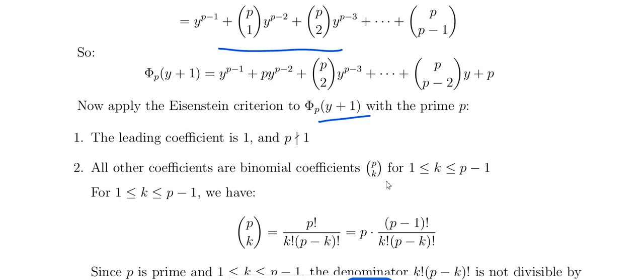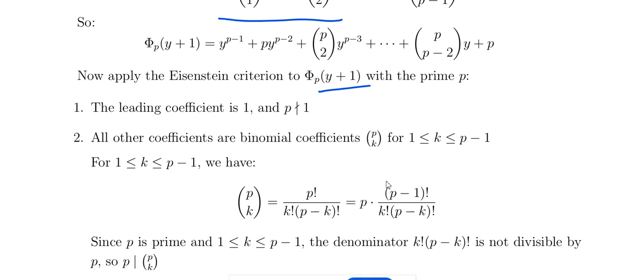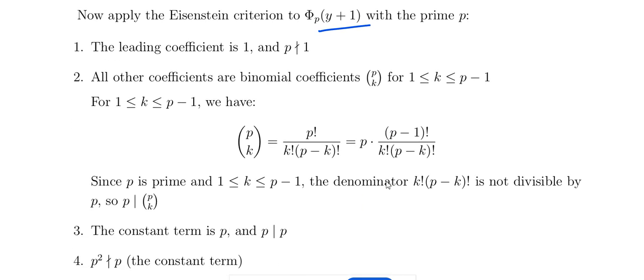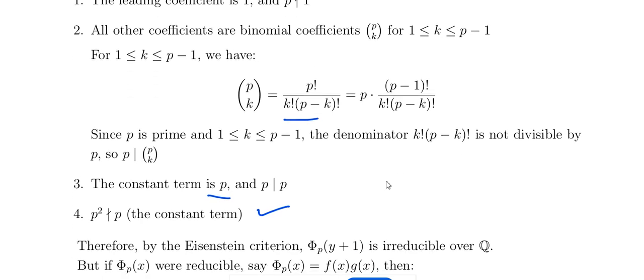With prime p, the leading coefficient is 1, so p doesn't divide that one, and all other coefficients are divisible by p, since p choose k can be expressed as p factorial divided by k factorial times p minus k factorial, and we can take out p times p minus 1 factorial. So p divides all the other coefficients. The constant term is p, so p divides p, but p square cannot divide p. So all conditions are satisfied.